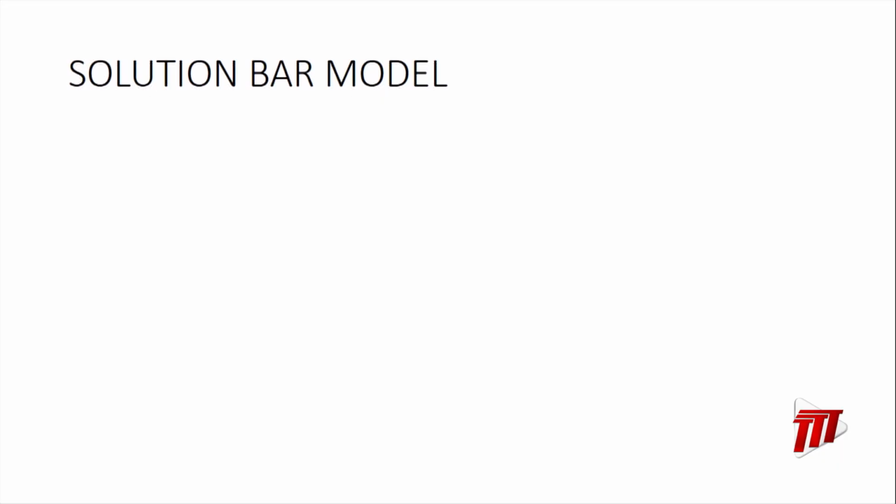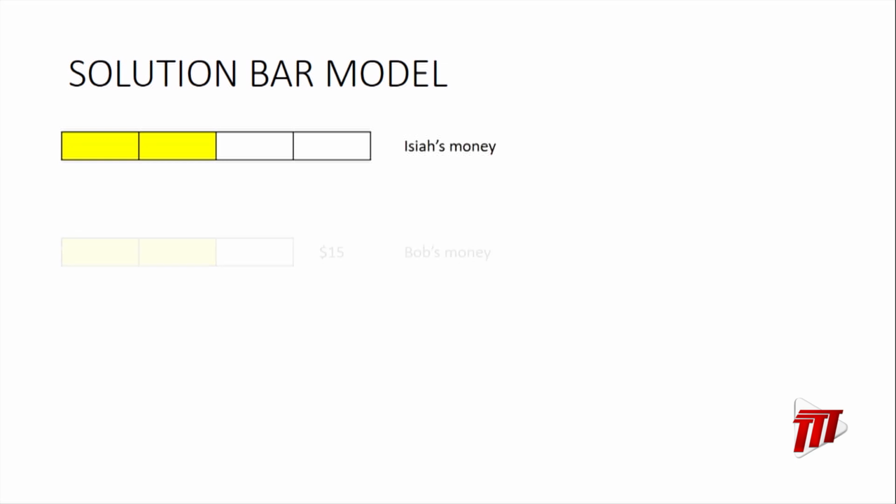So let's see a diagram of the problem. All right, so we're going to do a drawing of the problem. Isaiah has some amount of money. We are told that half of Isaiah's money is equal to 2/3 of Bob's money. So what we do is we divide this bar into 4 pieces. And if we're talking about half of Isaiah's money, it would be 2 of the 4 pieces that we had here. And that is equal to 2/3 of Bob's money.